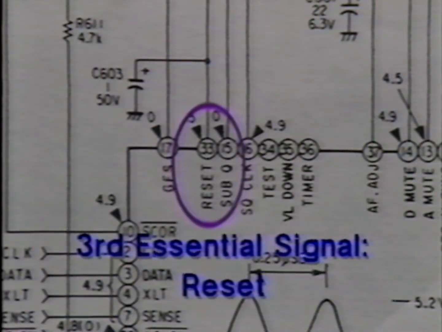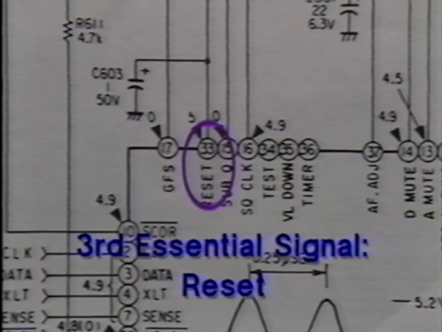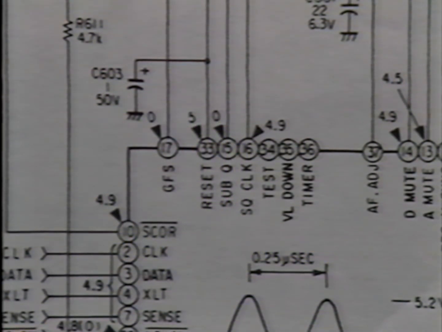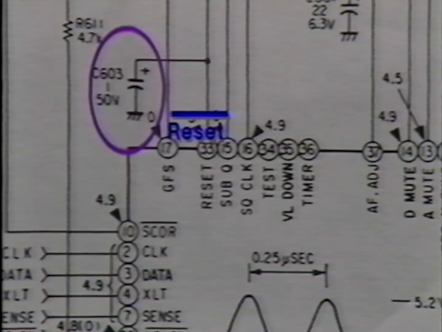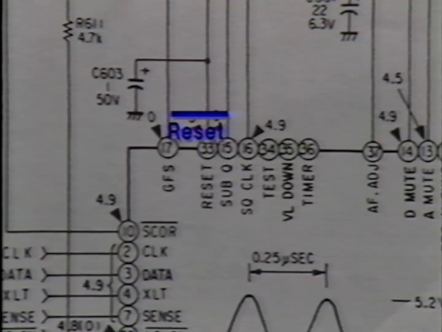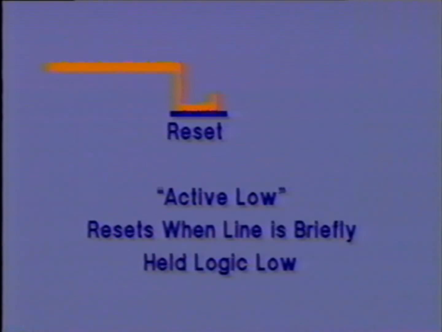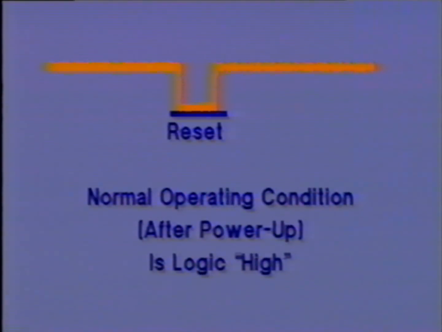The third essential signal in every microprocessor system is the reset signal. In this CD player, a capacitor connected to ground is used to automatically provide the reset signal each time the unit is plugged in and the microprocessor is powered up. This microprocessor employs an active low reset signal. Active low means that the microprocessor is reset when its reset line is held briefly at a logic low level, then pulled to a logic high level. The normal operating condition of an active low reset line is logic high.